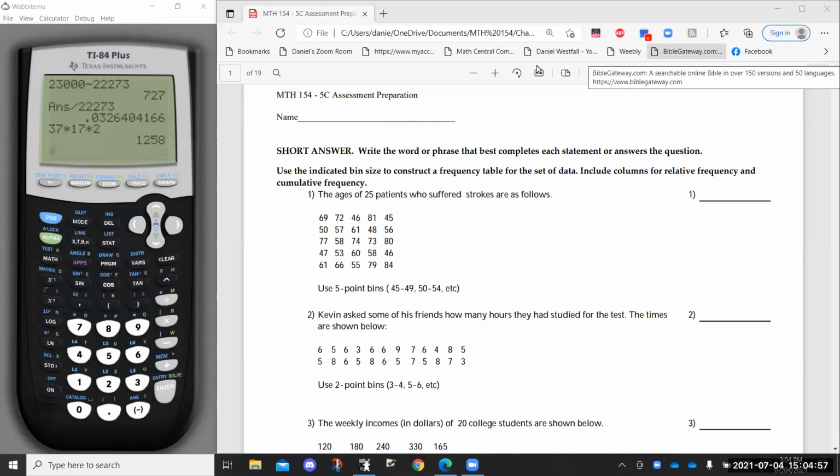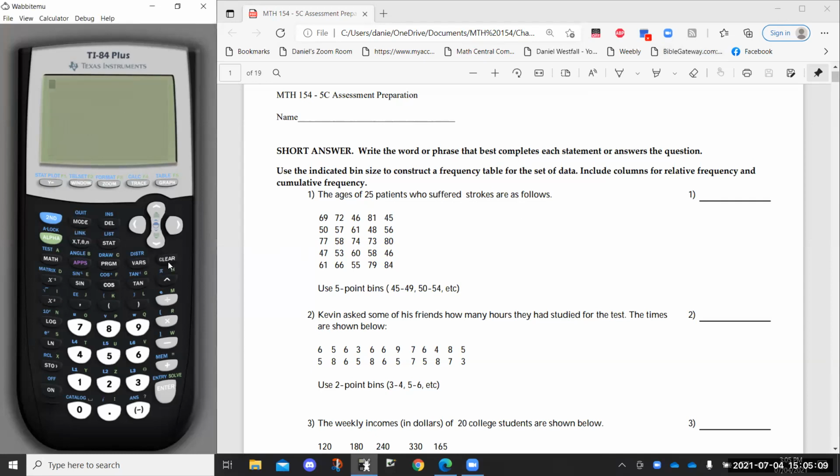Welcome back, everyone. We're going to talk about Unit 5C today, the assessment preparation. And a lot of this is just going to be stuff that you're going to need to recognize the graphs as multiple choice. You're not going to be asked to make the graphs yourselves. So I will draw some quick sketches that won't be perfect.